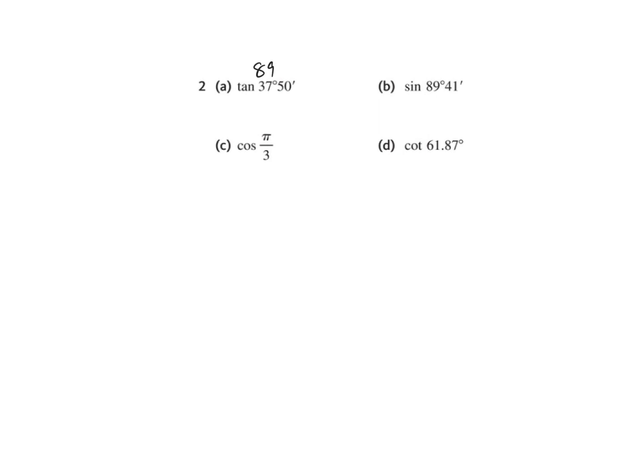Number 2, tangent goes with cotangent. Again, just do 89 degrees and 60 minutes and subtract those, and you'll get the cotangent function, which is the cofunction of this. So that's 10 minutes, and 89 minus 37 is 52. Sine goes with cosine, the cofunction. Again, the same thing, 89 degrees is 60 minutes, so really this is going to be 0 degrees, 19 minutes. And the cosine goes with the sine.